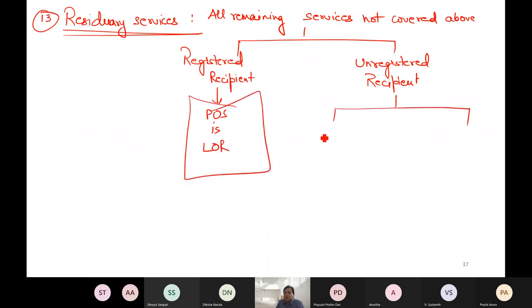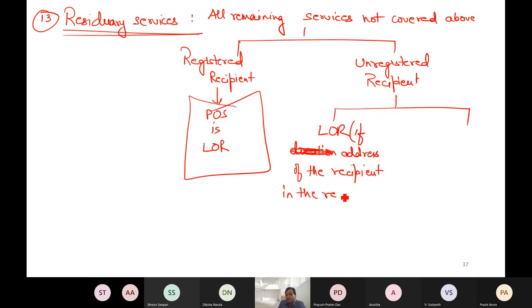If unregistered, check two things. Location of the recipient as per address on record, if address on record exists. Now if I say address on record, what do I mean by this? An address on record means the address of the recipient in the records of the supplier. I'm simplifying the point. I'm not writing address on record because technically it is the same thing.